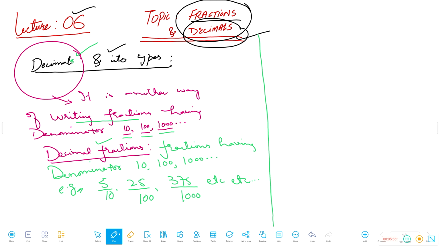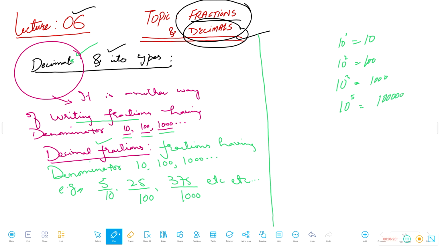Either 10 raised to the power 1, that is 10. 10 raised to the power 2, that is 100, because 10 raised to the power 2 means 10 into 10. 10 raised to the power 3 means 10 into 10 into 10, that means you have to multiply 10 three times. It will be 1000. If you write 10 raised to the power 5, that means you multiply 10 five times. You will get 1 and how many zeros? 5 zeros.